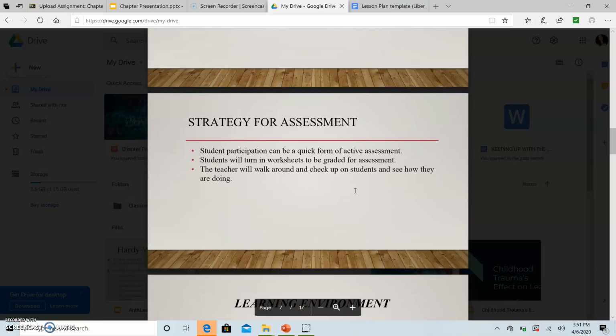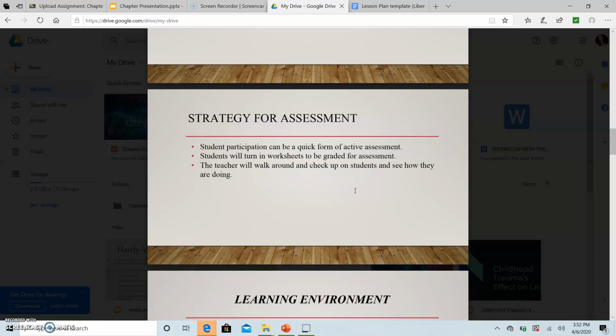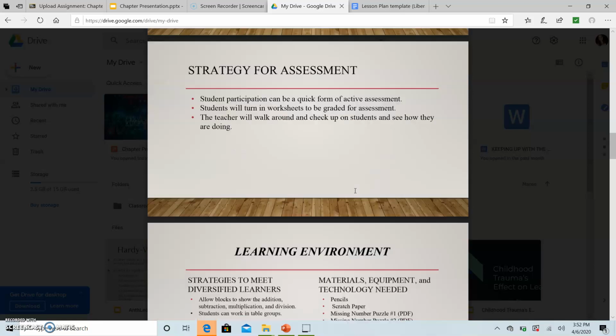And then the strategy for this assessment, so we're going to use student participation as a quick form of assessment. Students will turn in the worksheets that will then be graded for assessment. The teacher will walk around and talk about what they're learning and check up on them and see how they're doing to make sure they're fully understanding what's being done in the classroom.